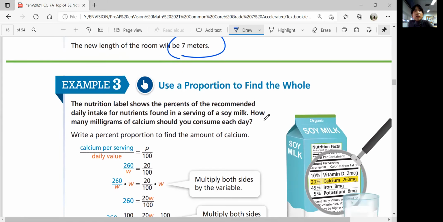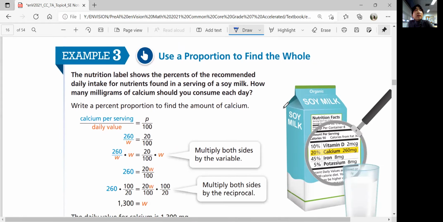Example 3, use a proportion to find the whole. Let's look at the nutrition label here. It shows the percentage of the recommended daily intake for nutrients found in a serving of soy milk. How many milligrams of calcium should you consume each day? First we're going to write a percent proportion to find the amount of calcium. In the label, it says that calcium of 260 milligrams would be about 20% of the daily intake.